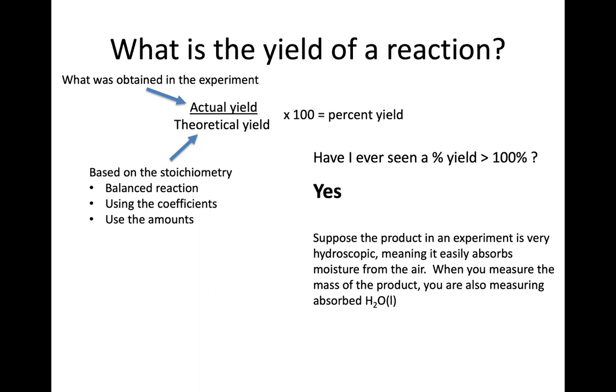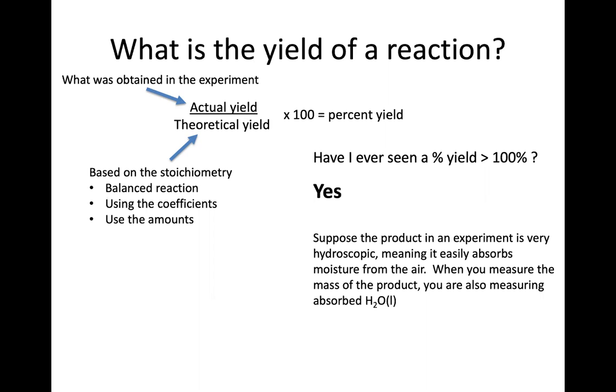A lot of times the chemicals that we use really absorb moisture from the air. They're called hygroscopic. If you set it out on a balance, it just keeps getting heavier and heavier because it's absorbing water from the air. So if you were to do this experiment and measure the product, you're not just measuring the product, you're measuring the product and this moisture that's been attached to it. So the actual yield ends up being more than you would have predicted.